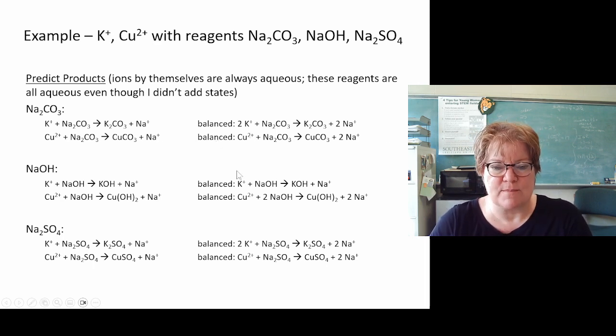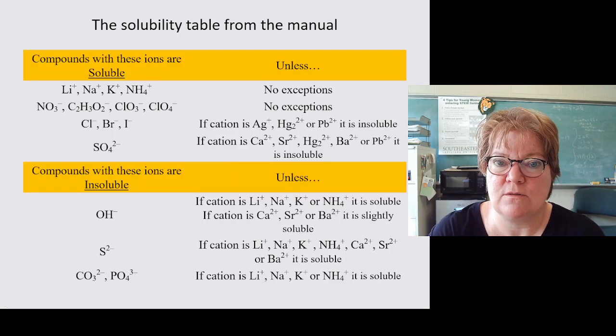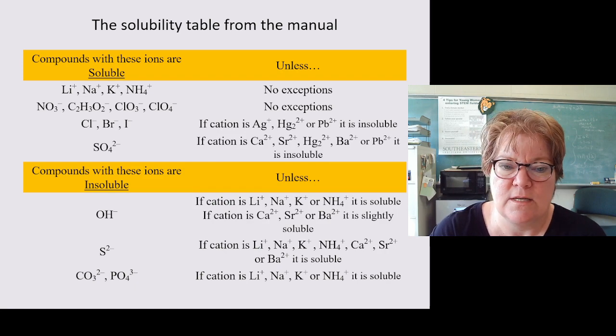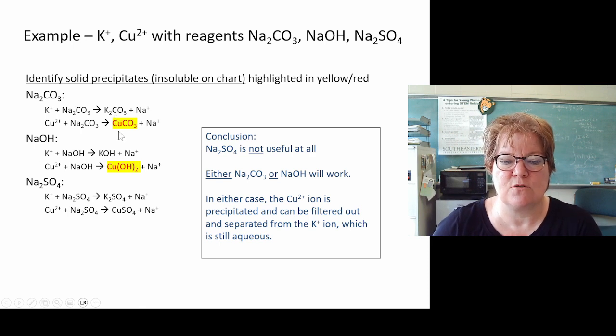All right, so here's my set. And now I'm going to go to the next page. Remember, the solubility table from the manual is here, but it's also in the manual. And I'm going to use that, and I'm going through all of these products: K2CO3, CuCO3, KOH, Cu(OH)2, K2SO4, and CuSO4. I'm looking for all of them. These are the only two that are solid.